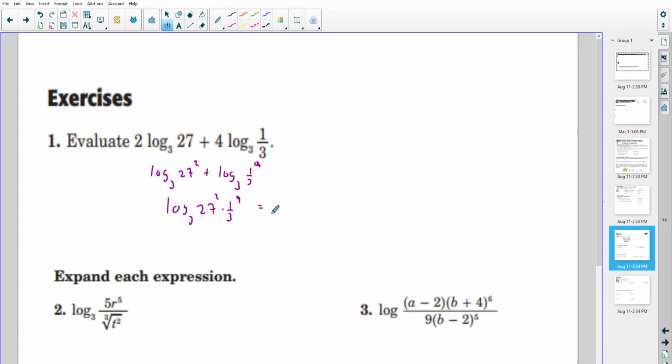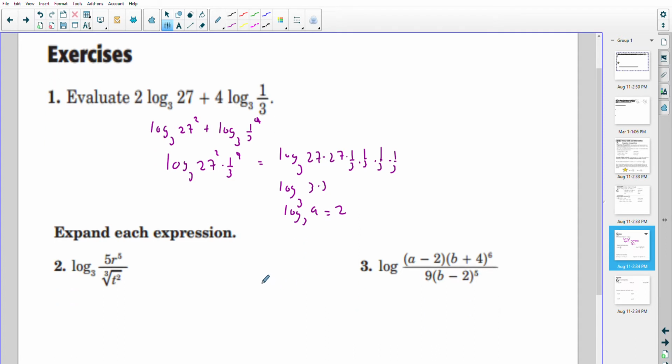So that's going to equal log base 3 of, you could just expand that, 27 times 1/3 times 1/3. And now you can see that 9 goes into 27 3 times, and the same as the second one, log base 3 of 9, and that is equal to 2.